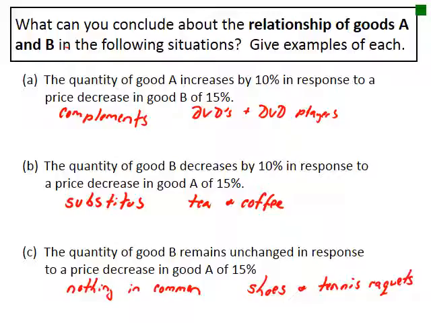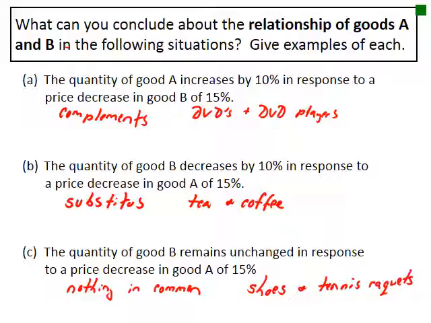We've got the quantity of good A increases by 10%, so let's say the quantity of DVD players goes up by 10%, and that was in response to DVDs being cheaper. Well, that makes sense. The quantity of good B decreases by 10% in response to a price decrease in good A of 15%. So let's say substitutes.